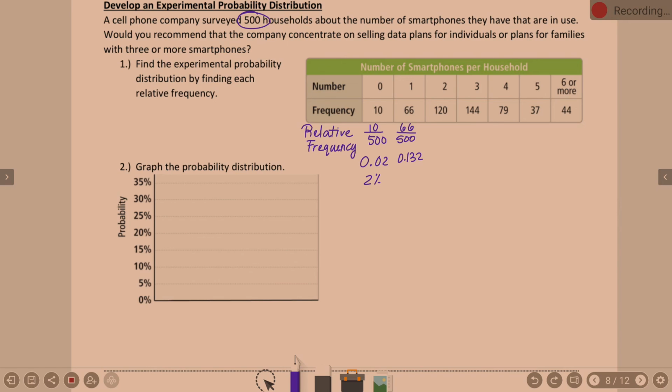And I will say for the most part, the homework and the notes are asking for whole percents. So 0.132 is approximately what whole percent? 13%. Okay, continue. 2 smartphones happened 120 times. So 120 out of 500 is 0.24, or in other words, 24%. 3 smartphones. 144 out of 500. 0.288, which is 29%.